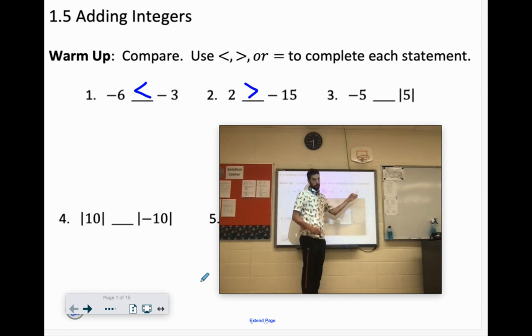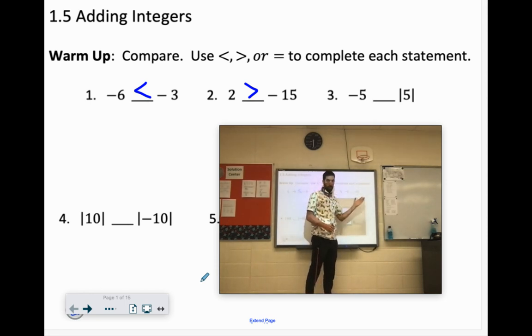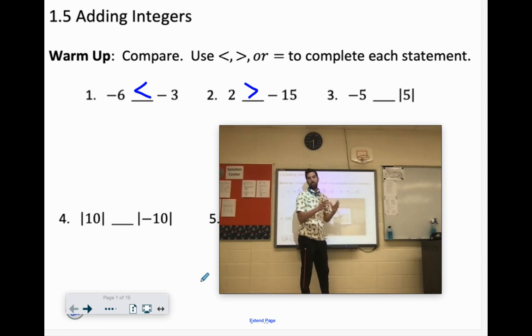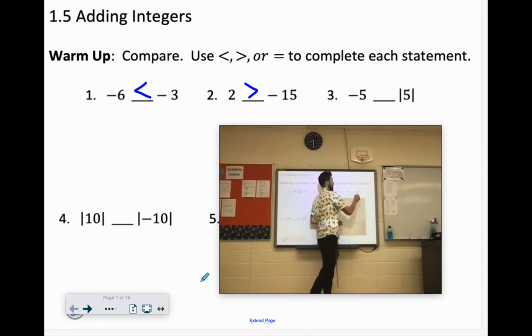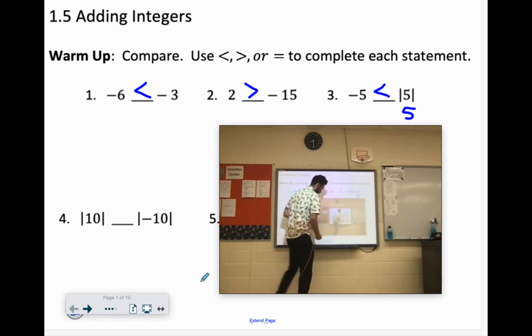-5 and the absolute value of 5. Well, what is the absolute value of 5? Remember, absolute value is always just a number's distance from 0. So 5 is 5 away. So -5 is less than 5.